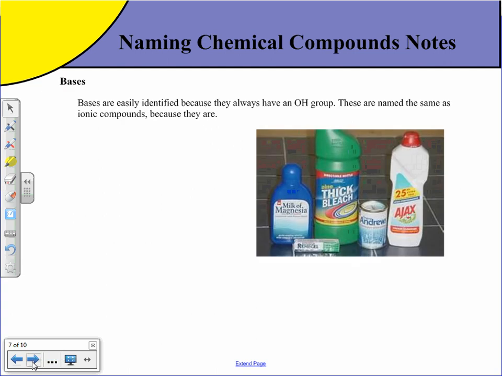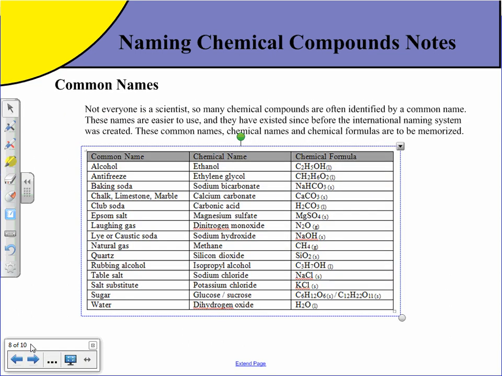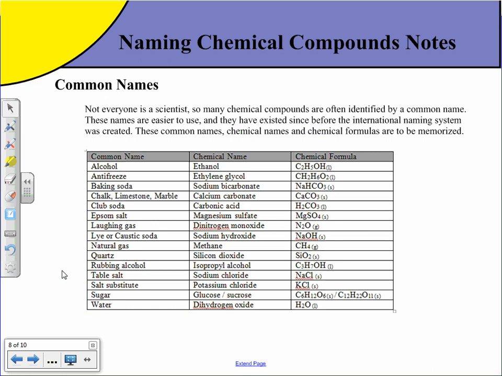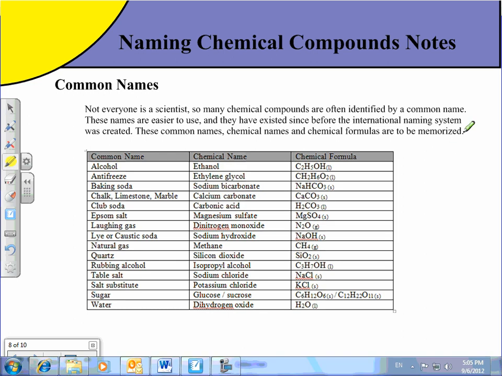Bases are easily identified because they always have an OH group. You are always going to see that in the bases, and they're named the same as ionic compounds, simply because they are ionic compounds. Okay, common names. Not everybody is a scientist, so many chemical compounds are often identified by a common name. These names are easier to use, and they have existed since before the International Naming System was created. These common names, chemical names, and chemical formulas are to be memorized.